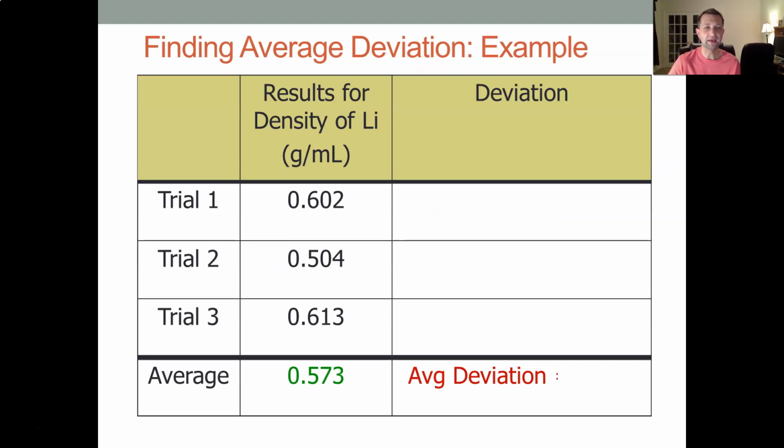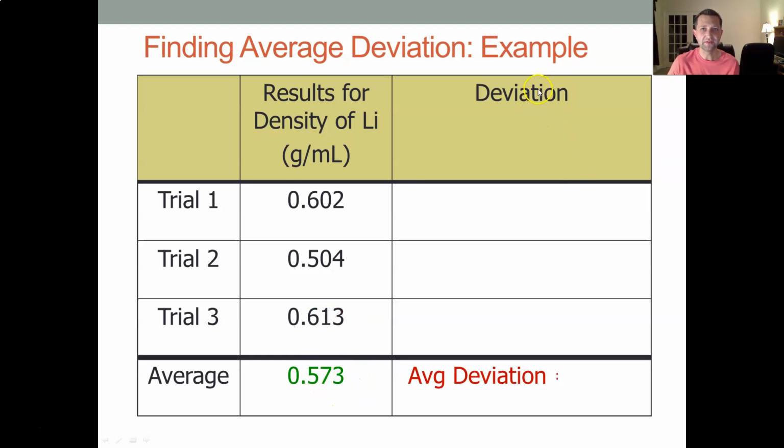Okay, let's take a look at it. You do an experiment, 3 trials. You're finding the density of lithium. So you have 0.602, 0.504, and 0.613. The first thing you need to do is find your experimental answer. That's your average. Average them together, you get 0.573. 3 sig figs in all of these, so 3 sig figs in your average.